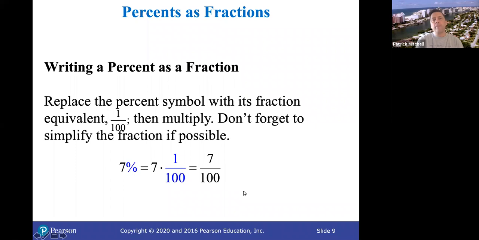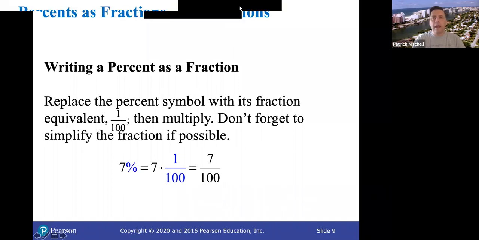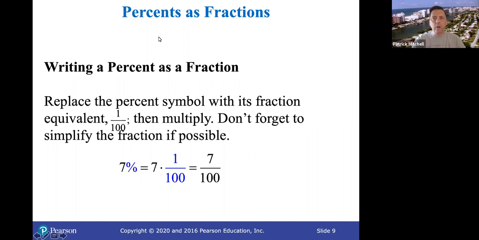All right, writing a percent as a fraction. So that's actually very similar to what we were just doing. The only difference is that instead of replacing the percent sign with the decimal 1/100th, you replace it with the fraction 1/100th. And I guess it couldn't hurt to remind you that when you multiply a whole number by a fraction, you can think of there being a 1 underneath the whole number. So then you go 7 times 1 is 7, 1 times 100 is 100.